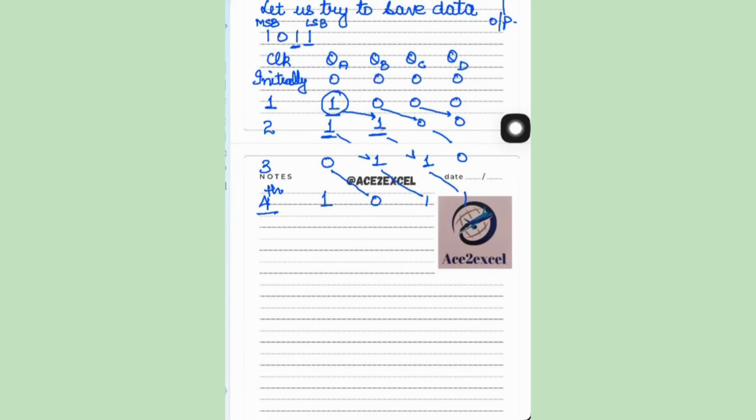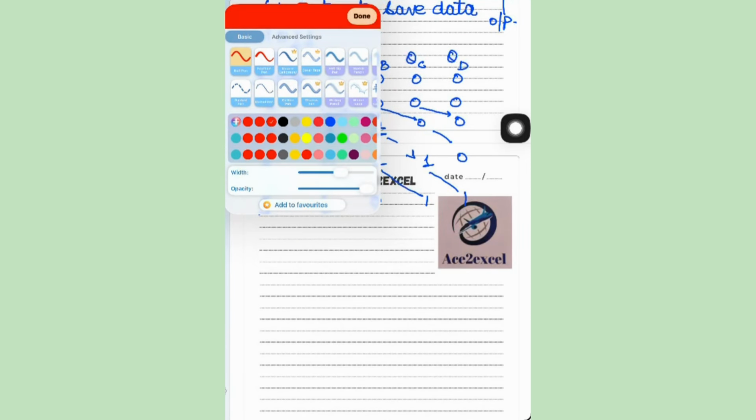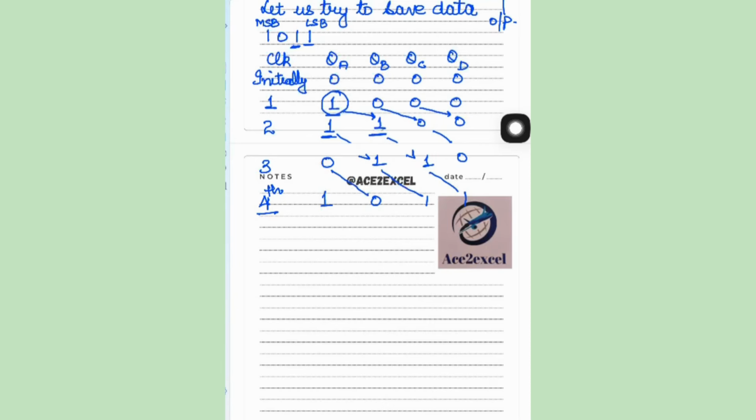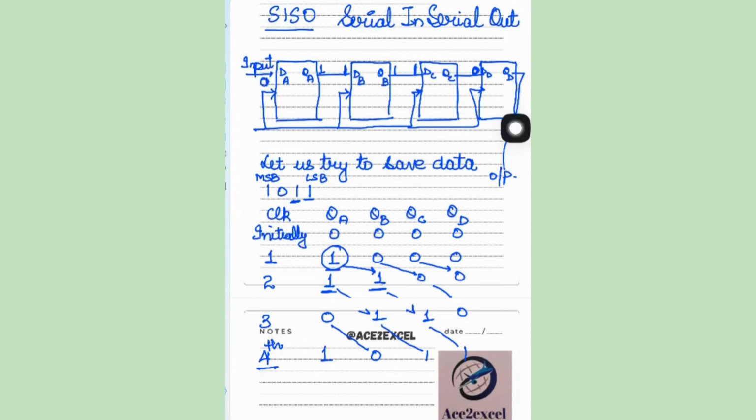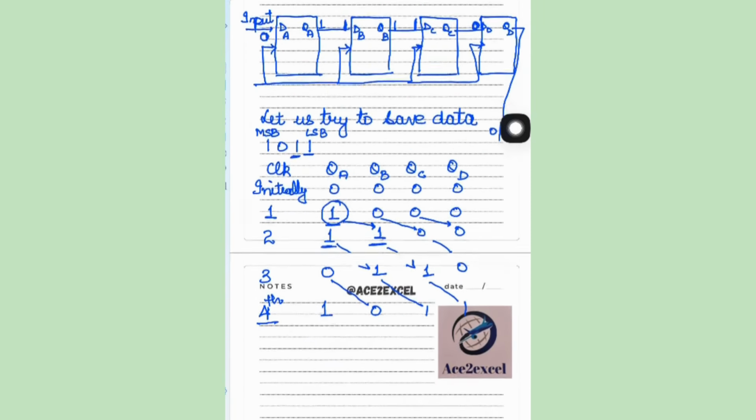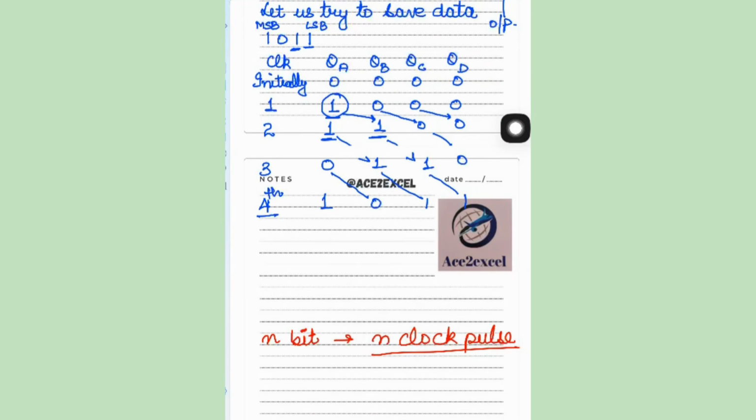Now the point one should keep in mind here is that if n bit data is there, n clock pulses are needed to bring the data completely inside. To bring n bits of data completely inside the circuit, we always need n clock pulses. We used 4-bit data, and at the 4th clock pulse the complete data was in. Now this is my first bit which has come out.